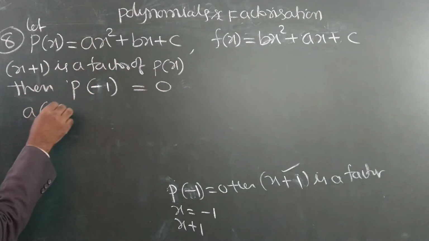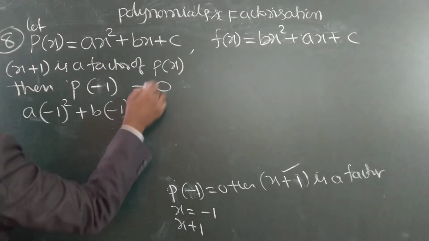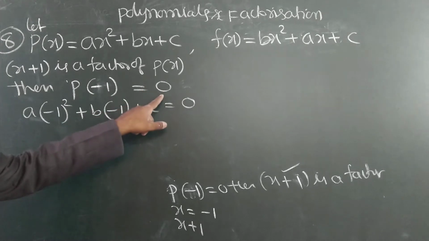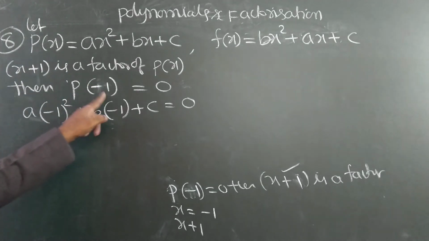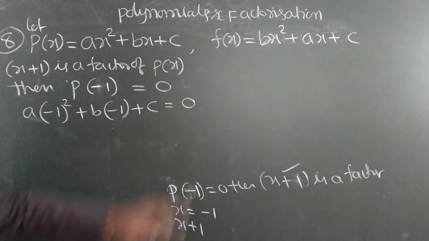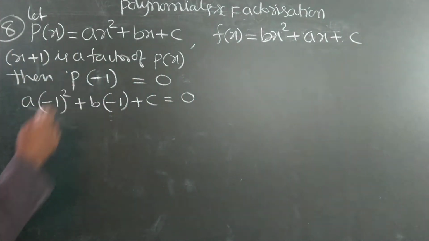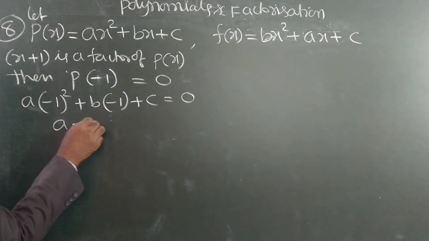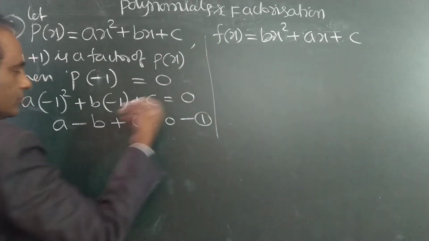P of minus 1, see here. A into x value minus 1. Don't write. D into x value minus 1 plus C is equal to 0. P of minus 1 should be 0. This is the factor theorem statement formula. When this is a factor, P of minus 1 is A into minus 1 whole square, B into minus 1 plus C, which should equal 0. See here, minus 1 whole square is plus 1. A into 1 is A, plus into minus is minus B, plus C. This is equation 1, leave it.